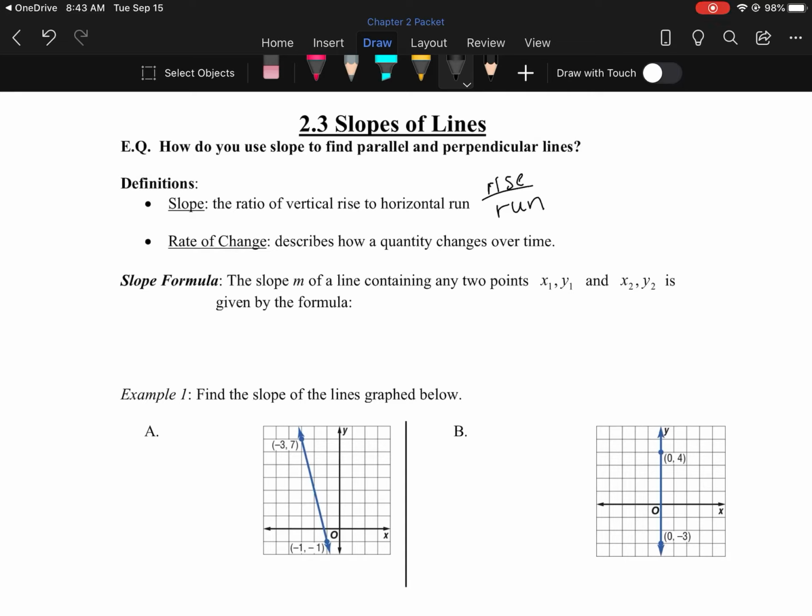So we do have a formula to help us find slope, and we use the little letter m, a lowercase m, for the slope of a line containing any 2 points (x sub 1, y sub 1) and (x sub 2, y sub 2). It is given by this formula: m equals y sub 2 minus y sub 1 all over x sub 2 minus x sub 1. Subtracting the y values shows the change in our rise. The subtraction of x values in the denominator shows the change in our run.